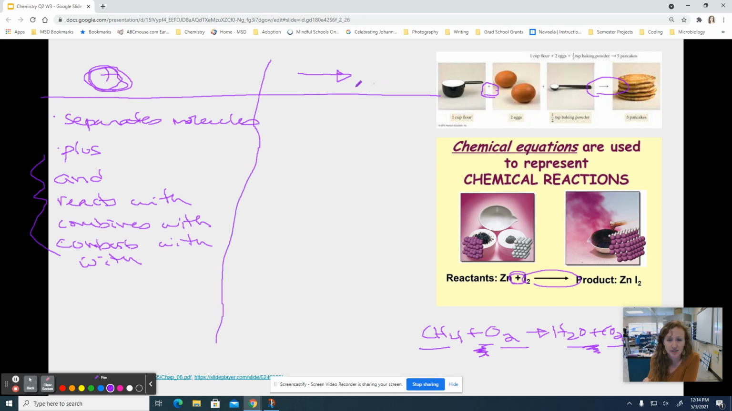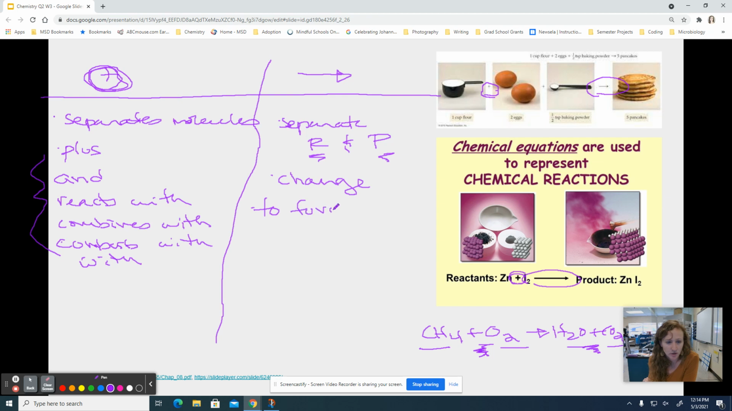Okay, similar to this arrow. So this arrow, just like the plus sign, separates things, but it's going to separate the reactants from the products, like we talked about before, the things that are used from the things that are made. It's going to denote a change. It's going to tell you that a change occurred. Again, there's lots and lots of different words that can be used in place of that arrow. So now would be a good time to pause and see how many of those words you can come up with.